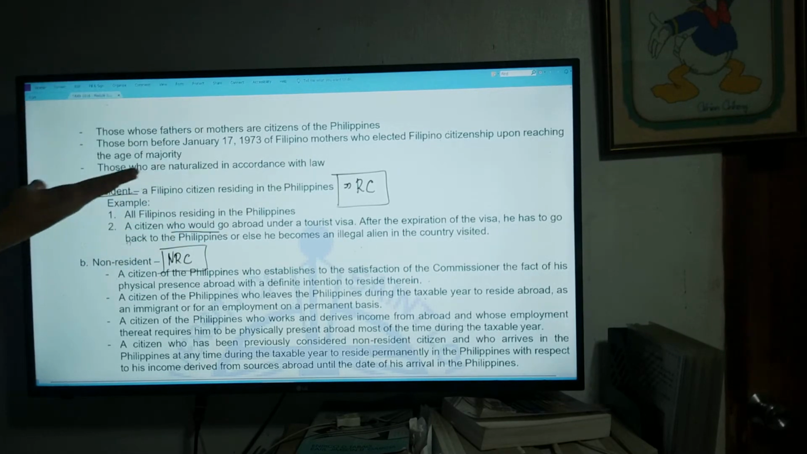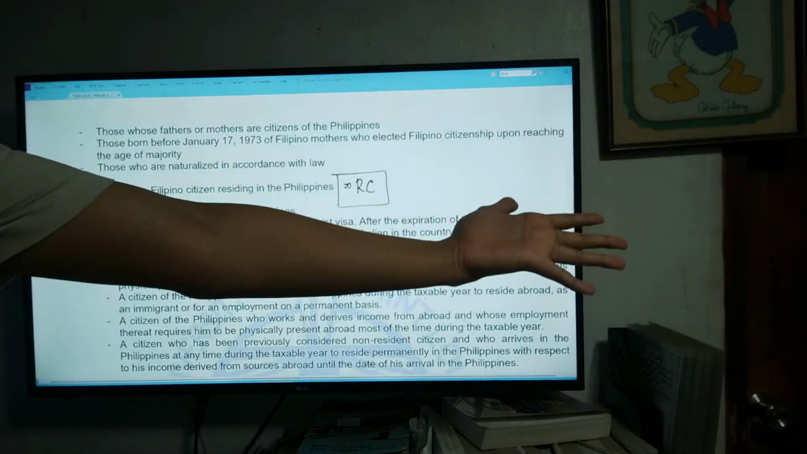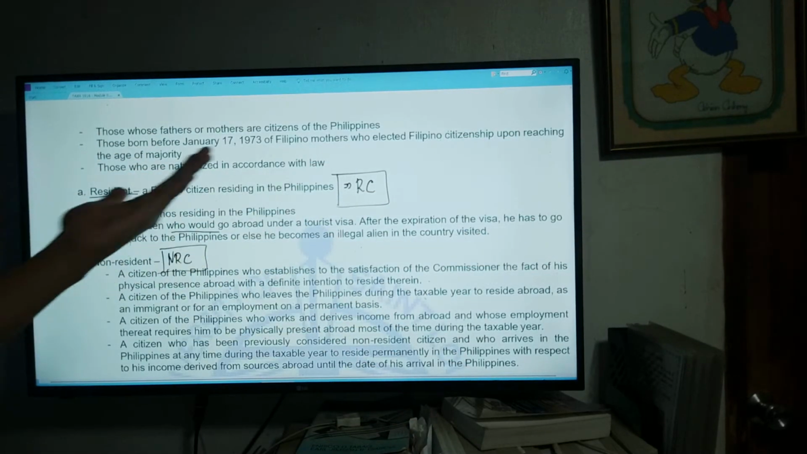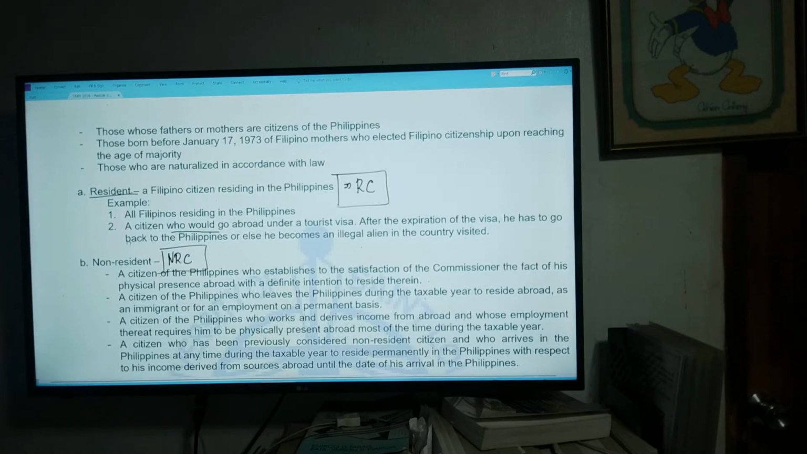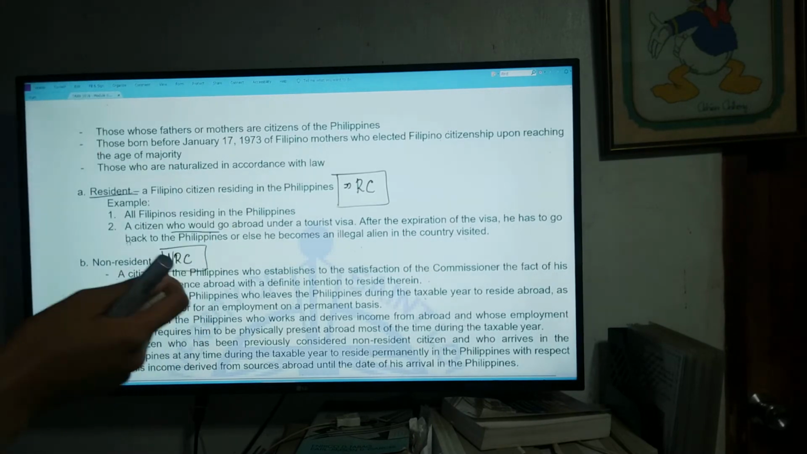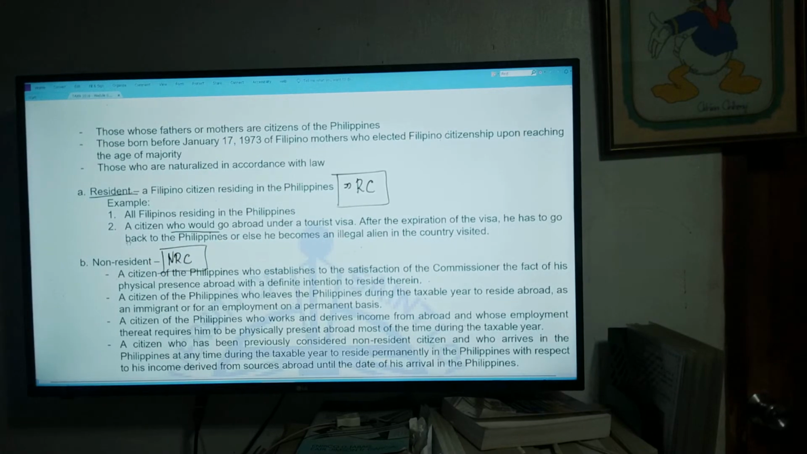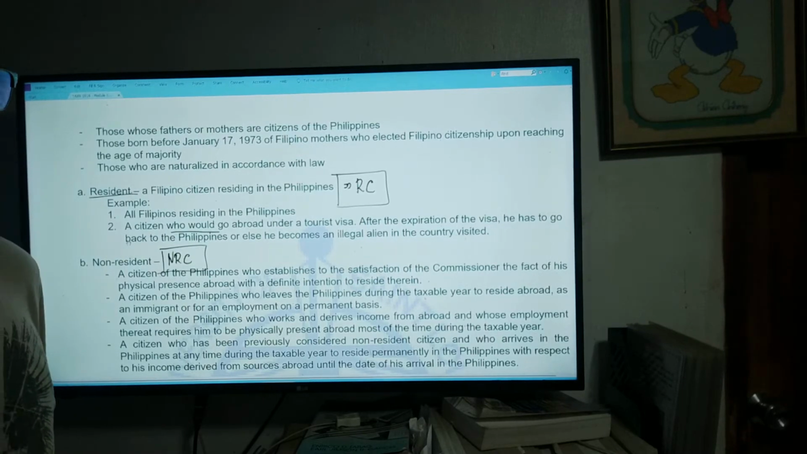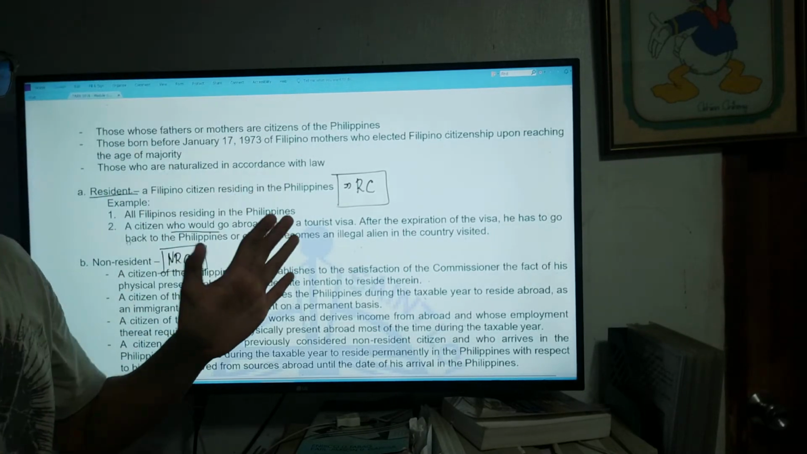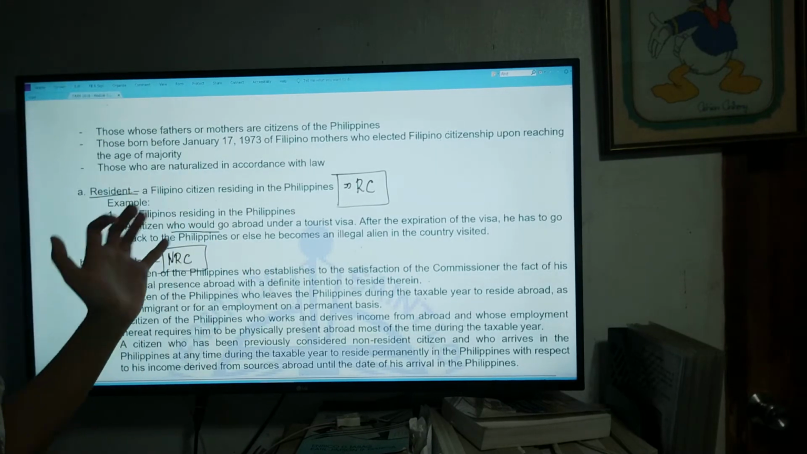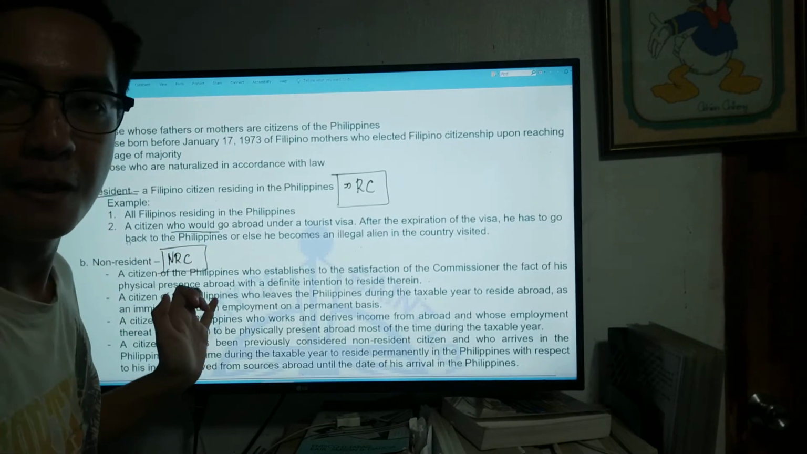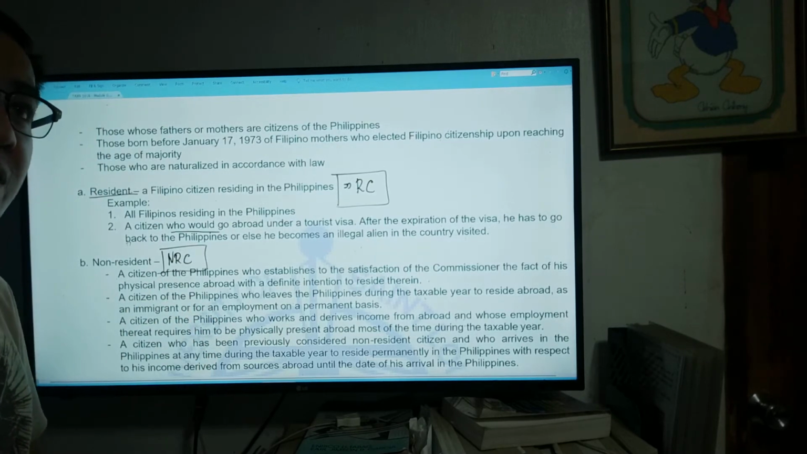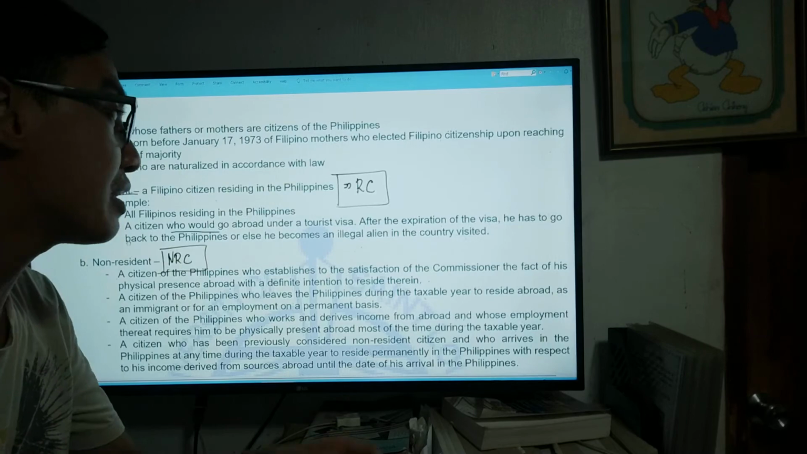You are also considered a resident citizen if you just went abroad for being a tourist. So, say, kumuha ka ng tourist visa, pumunta ka ng South Korea to meet your K-pop idols, mga bias mo, di ba? And then, ang binigay lang sa inyo is 1 week. After the lapse of 1 week, babalik ka ng Pilipinas. On the entire duration of your stay in South Korea, you will not be considered a non-resident citizen. Why? Because you just went abroad for a short and definite purpose, and that is to become a tourist or a sojourner.